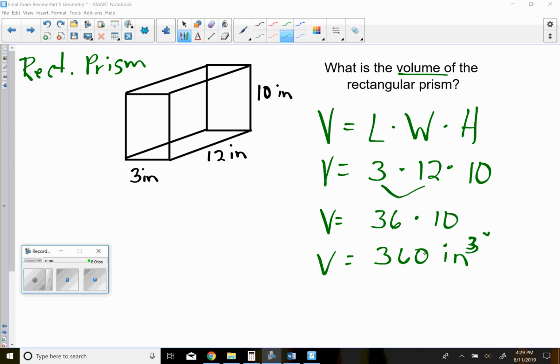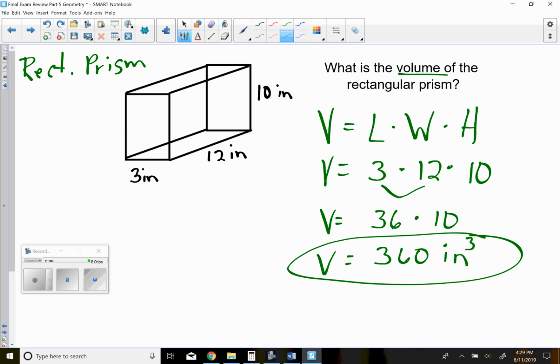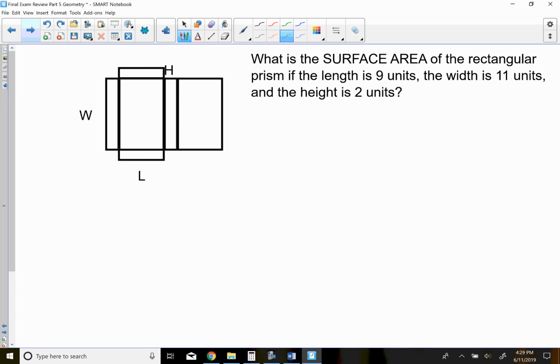So area had square units, volume is cubic units. All right, so we have volume is cubic units, while area is square units. This is 360 cubic inches or inches cubed that would fit inside of that shape. So if I have cubes that are 1 inch by 1 inch by 1 inch, 360 of them would fit inside of this rectangular prism.